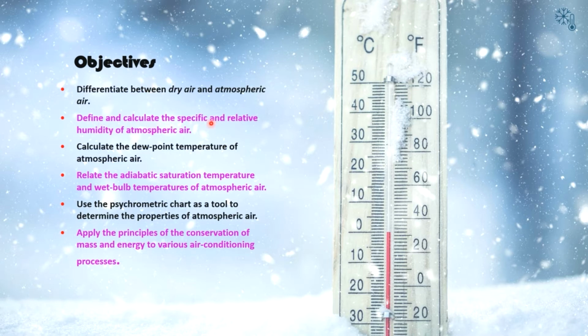Then define and calculate the specific and relative humidity of atmospheric air. Then calculate the dew point temperature of atmospheric air. Relate the adiabatic saturation temperature and the wet bulb temperature of the atmospheric air. Everything will be defined and explained afterward, and there will be examples showing you how to find or determine all these temperatures and the humidities.